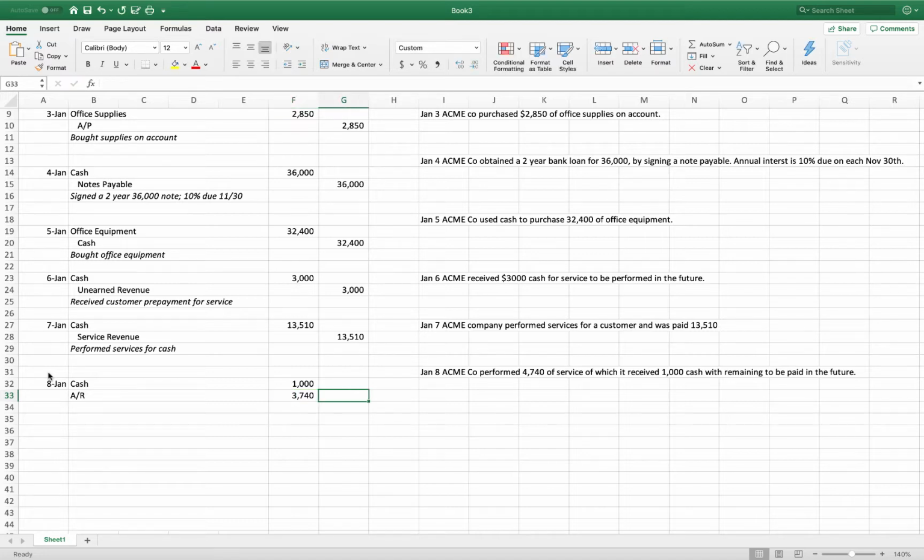And I'm going to debit accounts receivable for the difference, or the remainder, which is $3,740. If you're unsure how I got that, the total service that I provided was worth $4,740. They gave me $1,000 cash. They still owe me $3,740.